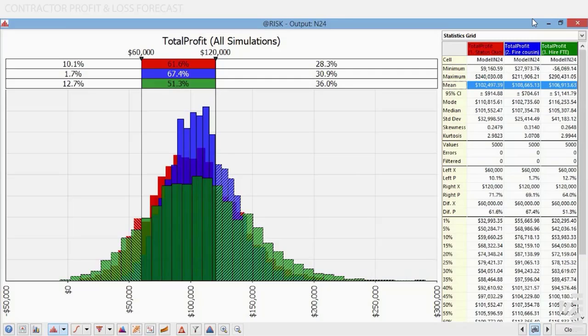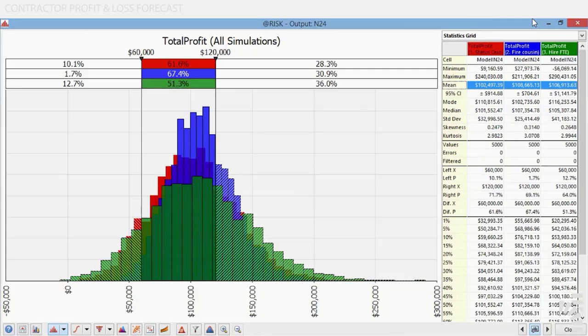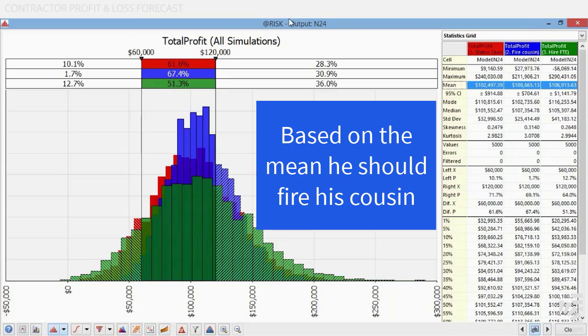On the other hand, if he were to hire an additional worker, thus increasing his capacity, his expected profit would rise to $107,000. In other words, from an expected or mean point of view, he is better off with more or less capacity. He should make a decision. If he were to only look at mean profits, the clear decision would be to fire his cousin.